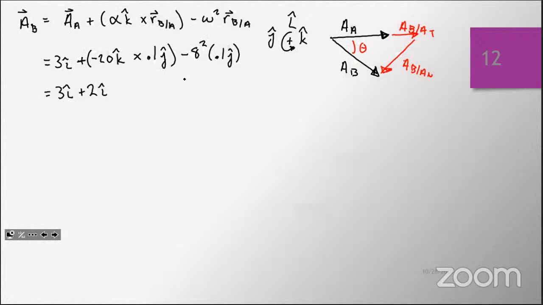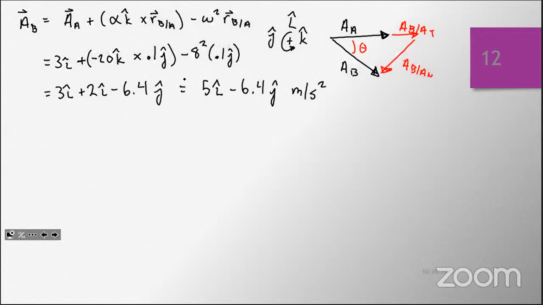Negative 8 squared times 0.1. Well, that's going to be 64 times 0.1. So minus 6.4 in the J, right? So we can rewrite this as 5I minus 6.4J meters per second squared. That's the acceleration of point B. Okay.